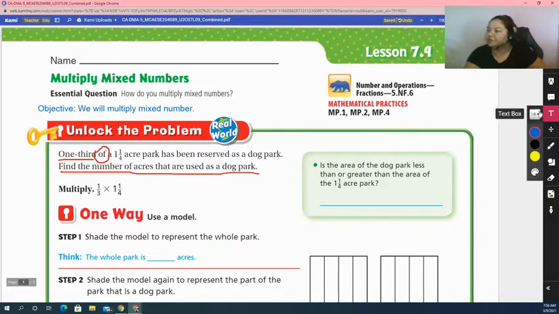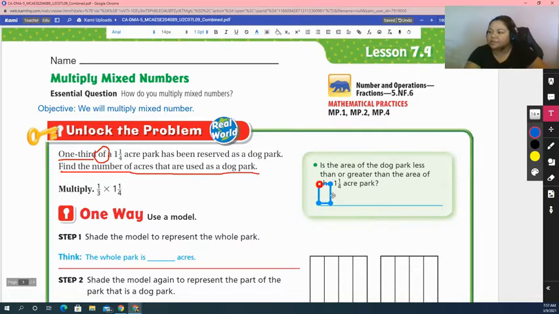There's a question. Let's answer it. Is the area of the dog park less than or greater than the area of the 1.25 acre park? And this is based off of lesson 7.8, right? Last lesson, remember? So if we're multiplying a fraction times a mixed number, would it be less than or greater than 1 1/4? So if you recall, when we multiply by 1, it would have been the same.